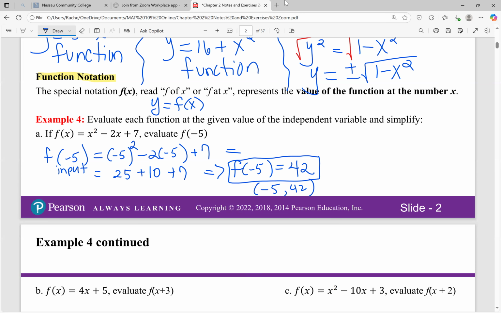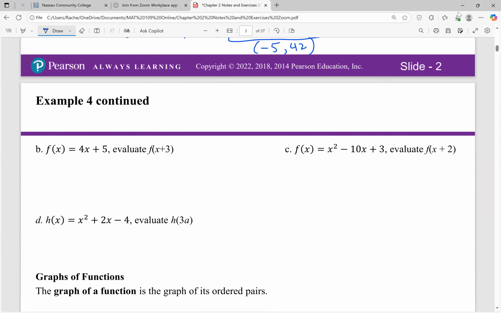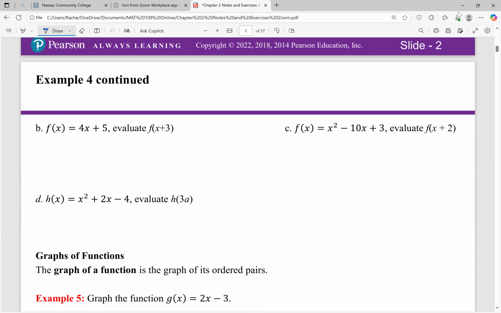So let's look at the next example. Part B, my function f of x is equal to 4x plus 5, and I want to evaluate f of x plus 3. So we don't always have to input a constant into our function. We could input a binomial, a polynomial expression, like in this case, x plus 3. But it's the same. Think of it as the input. So f of x plus 3 is going to be 4 times x, but we're replacing it with x plus 3 and then plus 5.